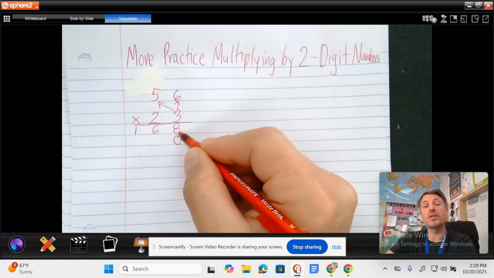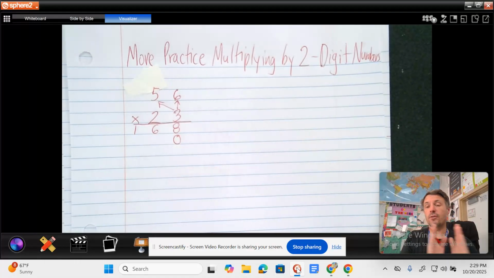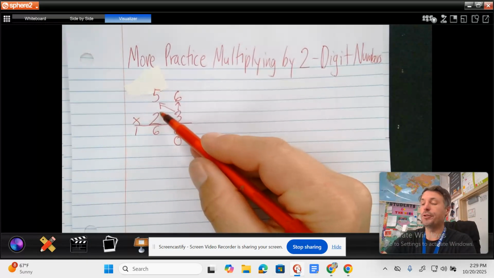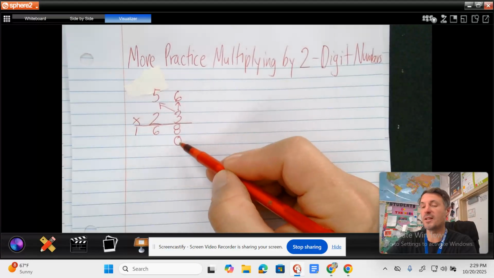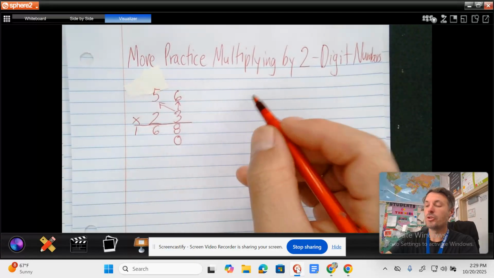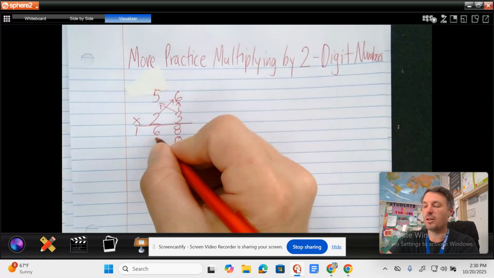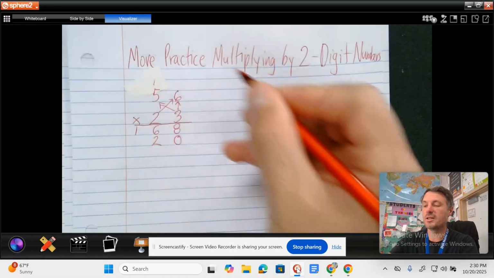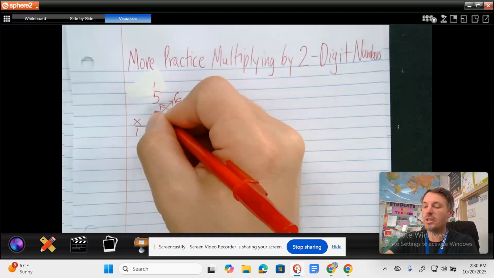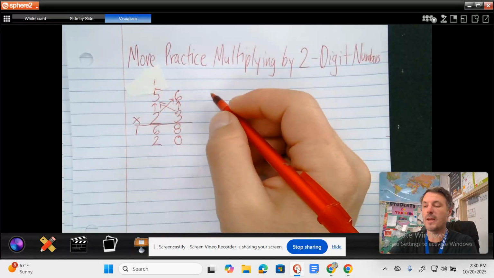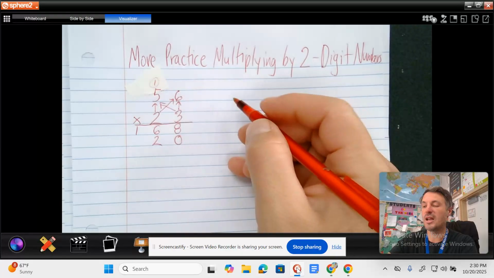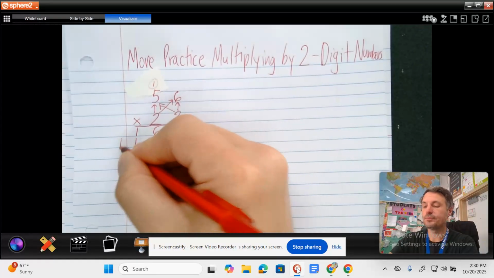That's why we have to put this placeholder right here to move everything over to the left the way it would be if we were multiplying 56 times 20, which we actually are. We're just pretending like we're multiplying 56 times 2. Again, that's why this 0 has to be there. So we do 2 times 6 first. 2 times 6 is 12. The 2 goes here, the 1 gets carried above the 5. And then we do 2 times 5. 2 times 5 is 10. We add the 1 we carried, and it's 11.